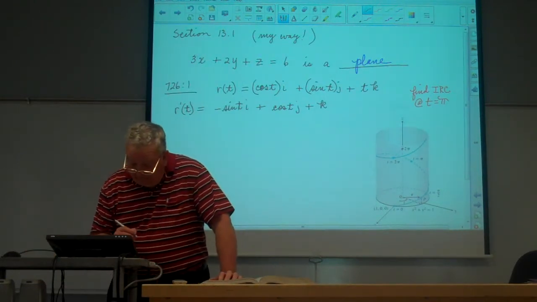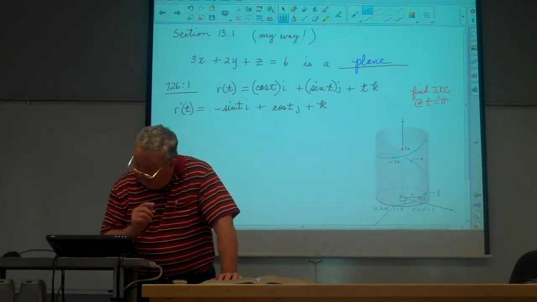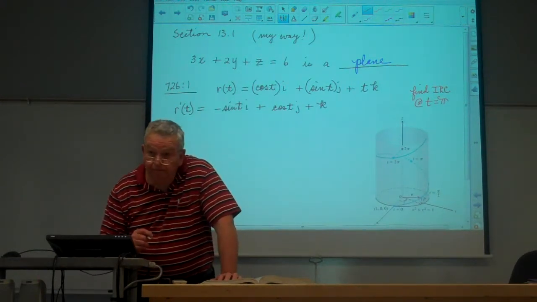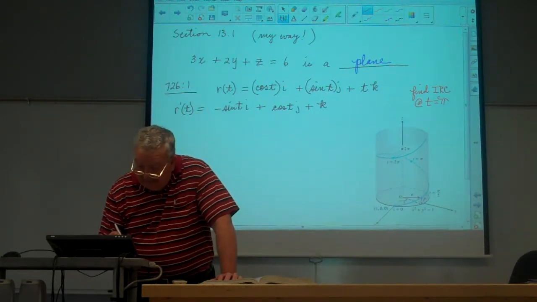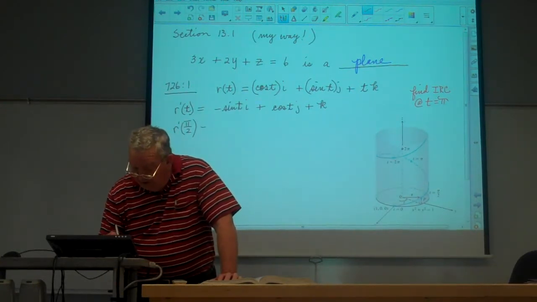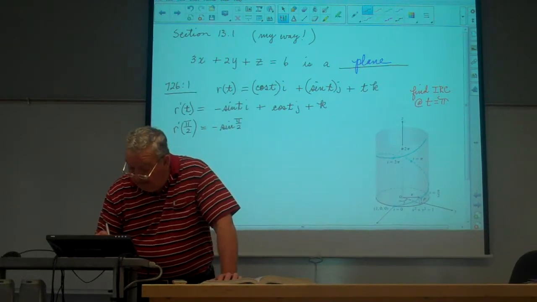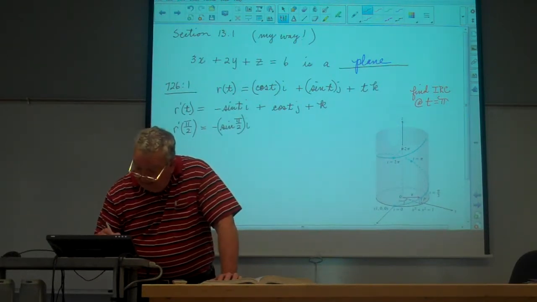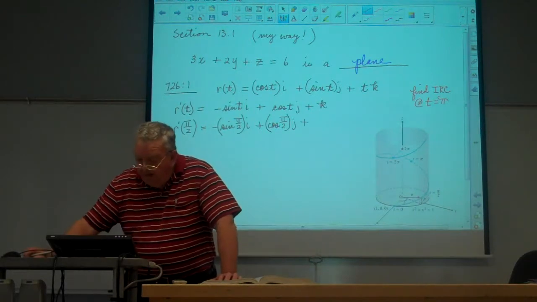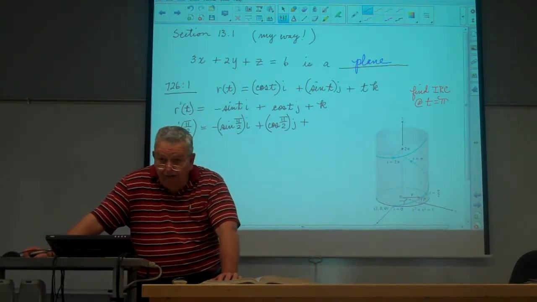So suppose I want to find the slope of the tangent line at pi over 2. Well, isn't that then r prime of pi over 2? Isn't that the way you did it in Cal 1? Which is minus the sine of pi over 2 times i, plus the cosine of pi over 2 times j, plus... Ed, what did I put in front of the k? A 1. Yeah, I leave it alone, right?